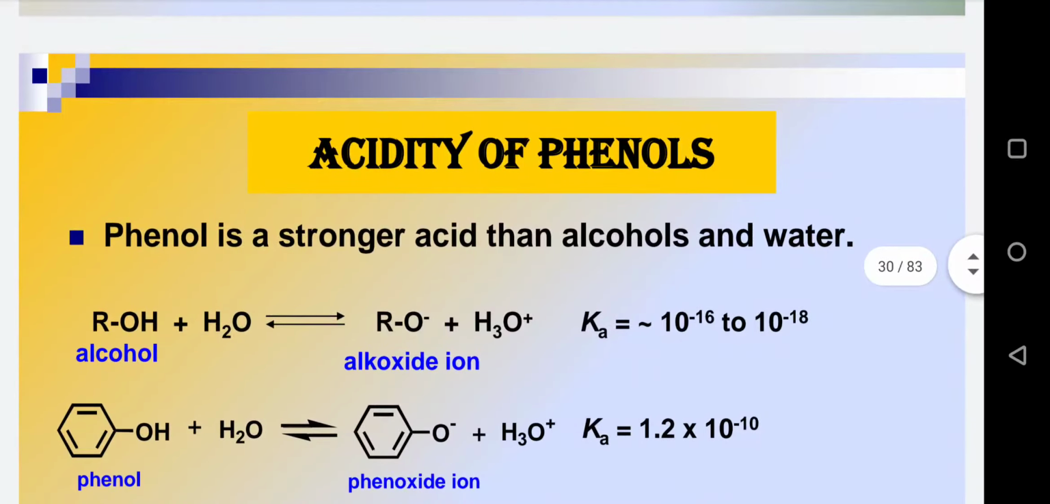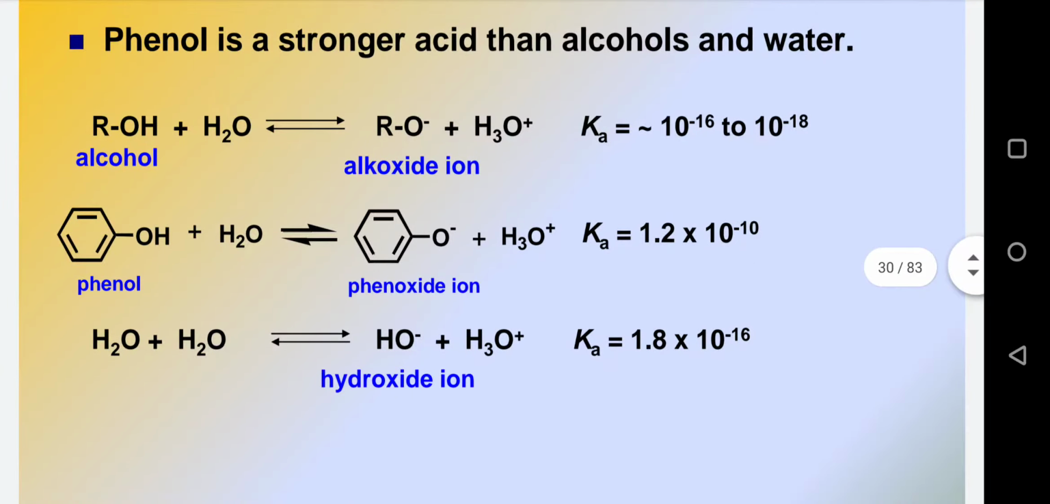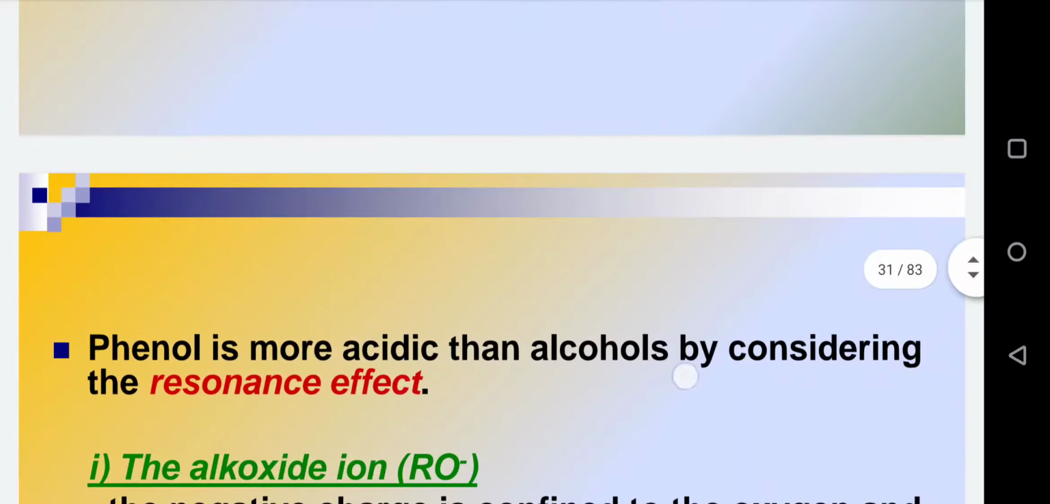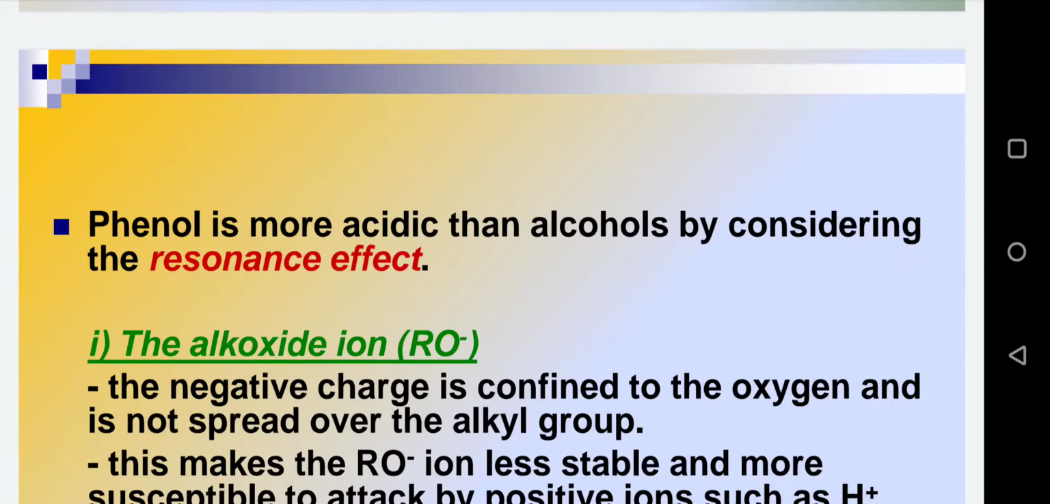But still we have not compared the acidity of the two, that is alcohols and phenols. For the comparison of both, we have to see the reaction of phenol also. Phenol on reaction with water gets converted into phenoxide ion plus hydronium ion. But from the two, we can say that phenol is more acidic than alcohol because of the resonance effect, as we will see in the further slides.